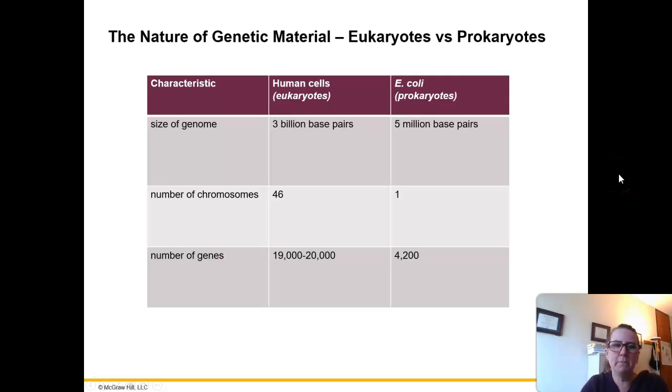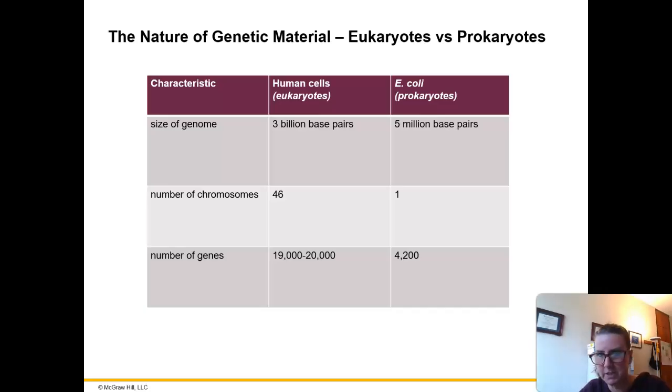Okay, so a little comparison here between eukaryotic cells and prokaryotic cells, and we're just seeing some characteristics like the size of the genome. As you might expect, eukaryotic cells, and we're using human cells as our example, have a whole lot more base pairs. So this is giving you an idea of how many letters are in the entire genome. So we have about 3 billion base pairs, and E. coli has about 5 million base pairs.